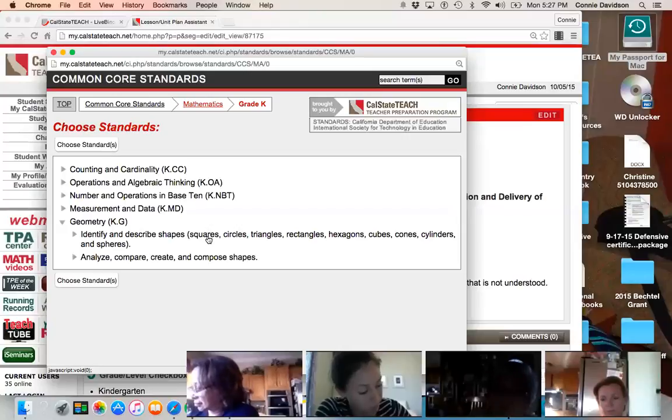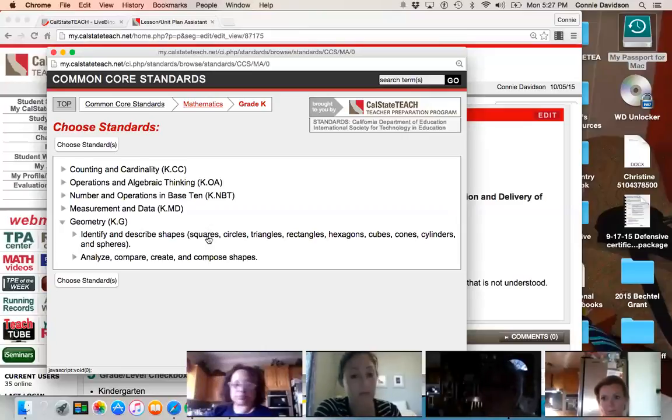Circling the squares on a paper. Okay, so how might you write that? We have to give them the context. We're assessing mastery here. Would you like me to model one for you so you can get the idea?